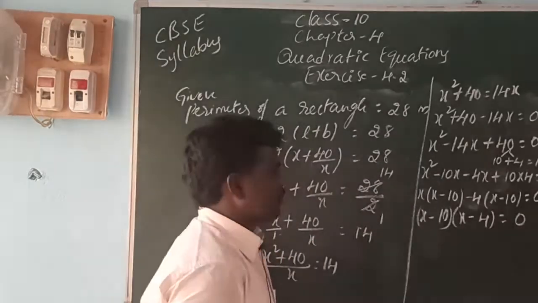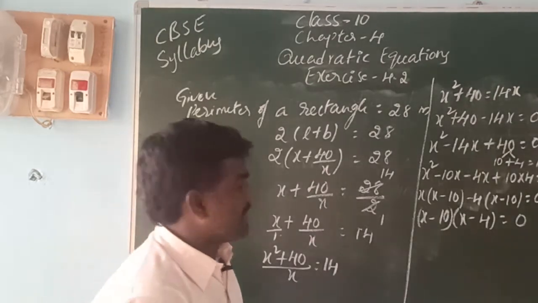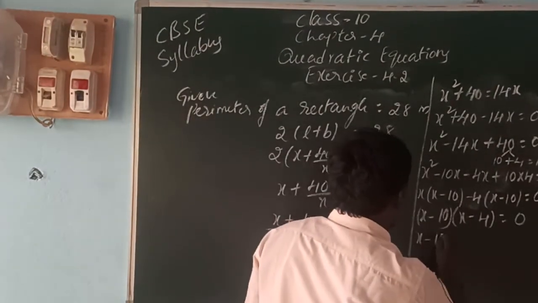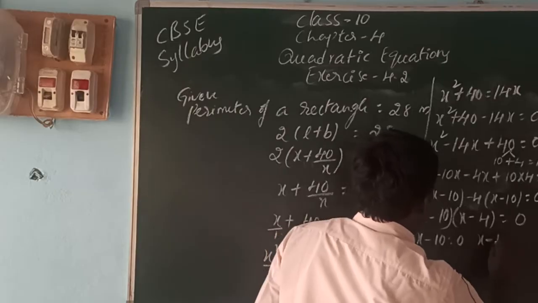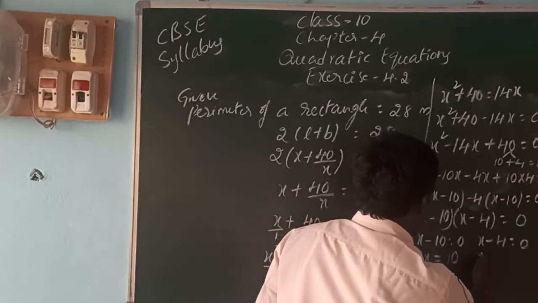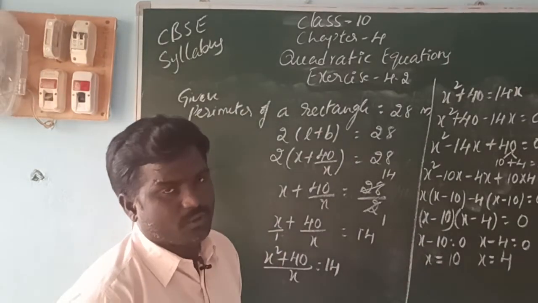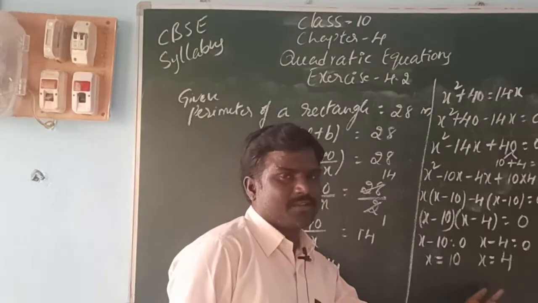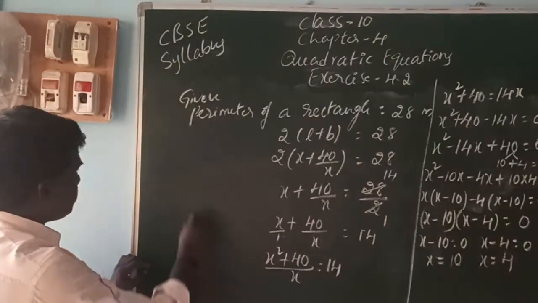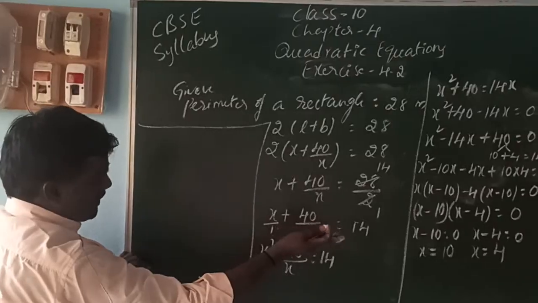So the product of two polynomials is 0. Either the first one is 0 or the second one is 0 or both are zero. So x minus 10 is equal to 0, x minus 4 is equal to 0. Minus 10 is moving to the right side as plus. Minus 4 is moving to the right side as plus. So x is equal to 10 and x is equal to 4. How many values are there here? Two values. So here two values we can get.